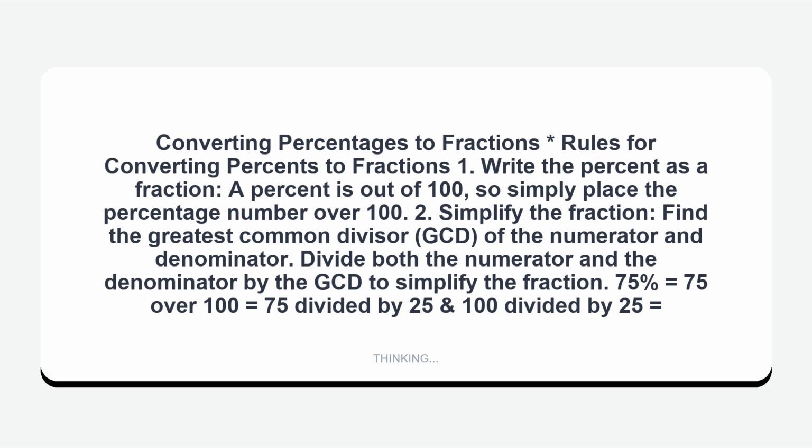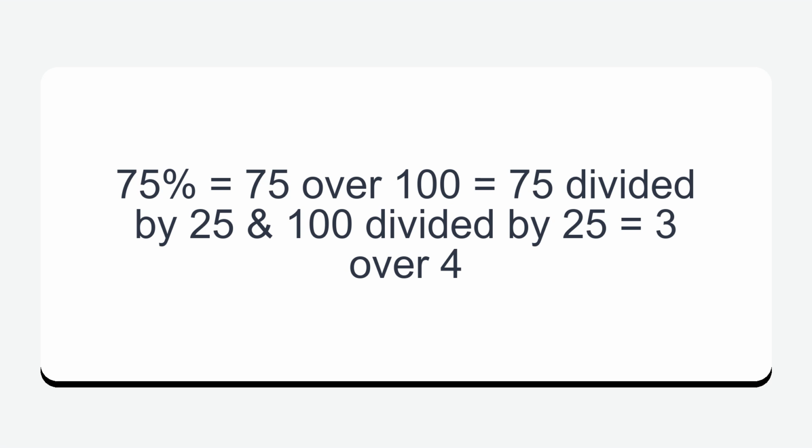Converting percentages to fractions. Rules for converting percents to fractions. 1. Write the percent as a fraction. A percent is out of 100, so simply place the percentage number over 100. 2. Simplify the fraction. Find the greatest common divisor, GCD, of the numerator and denominator. Divide both the numerator and the denominator by the GCD to simplify the fraction. 75% equals 75 over 100 equals 75 divided by 25 and 100 divided by 25 equals 3 over 4.